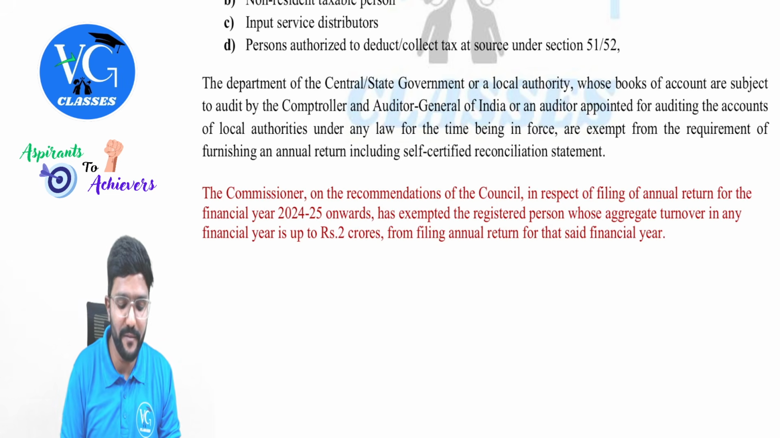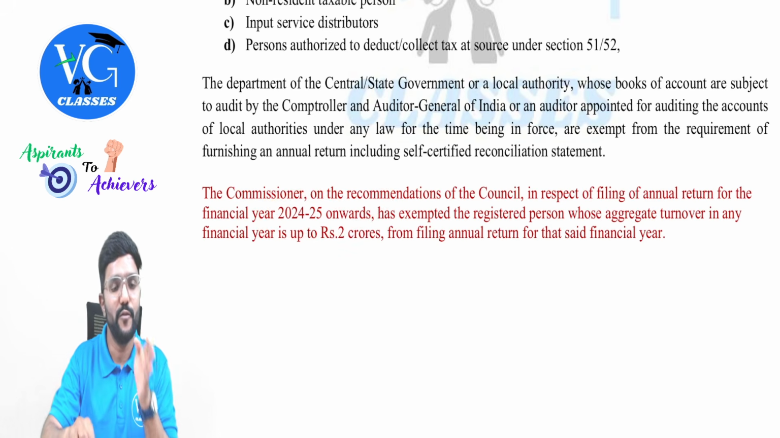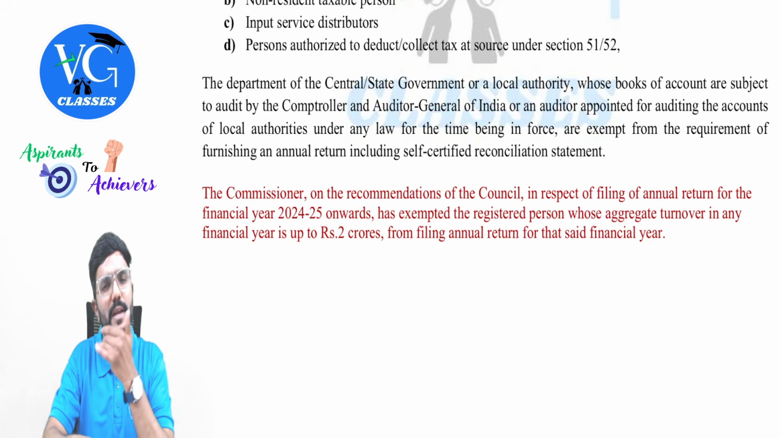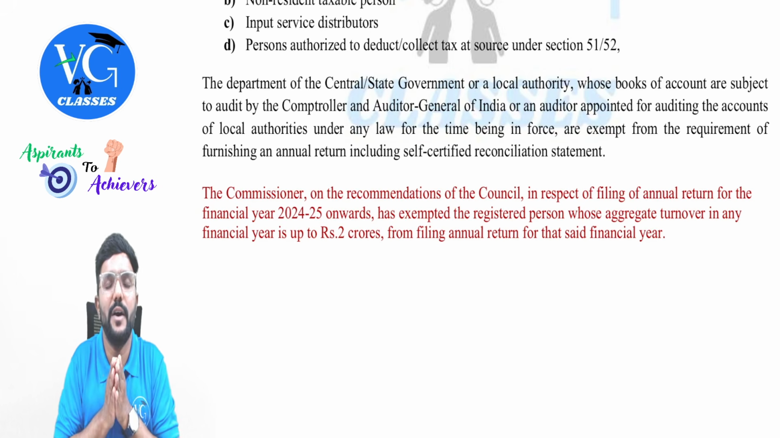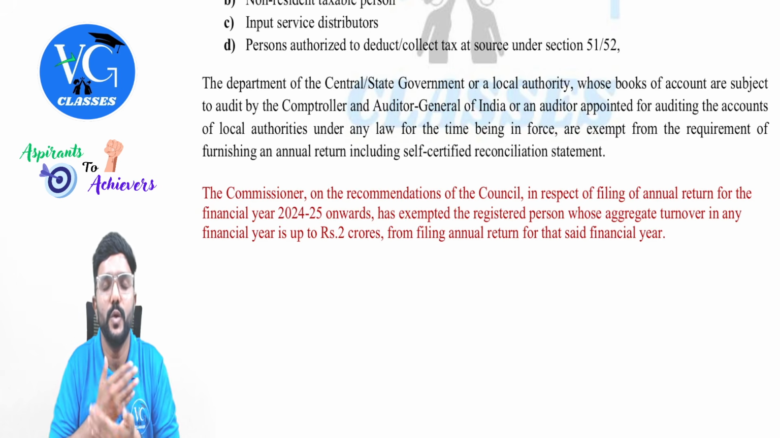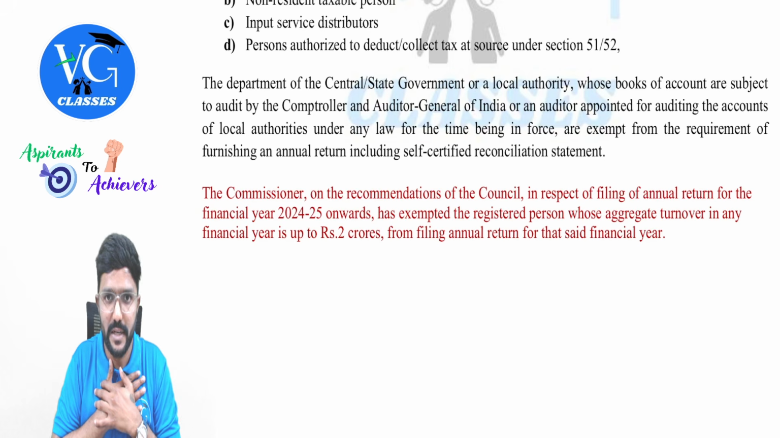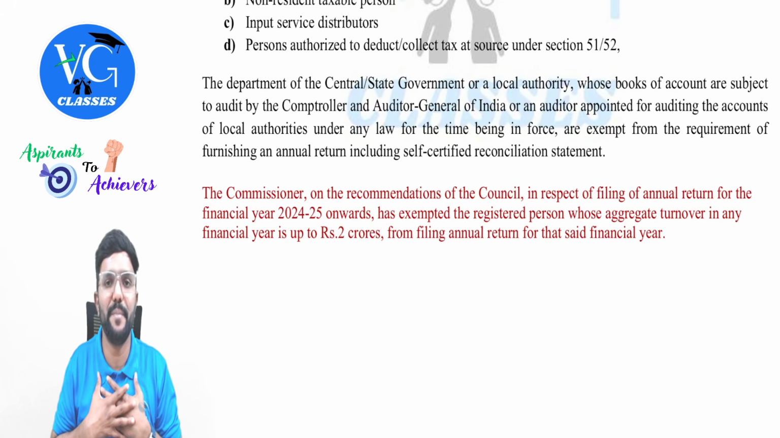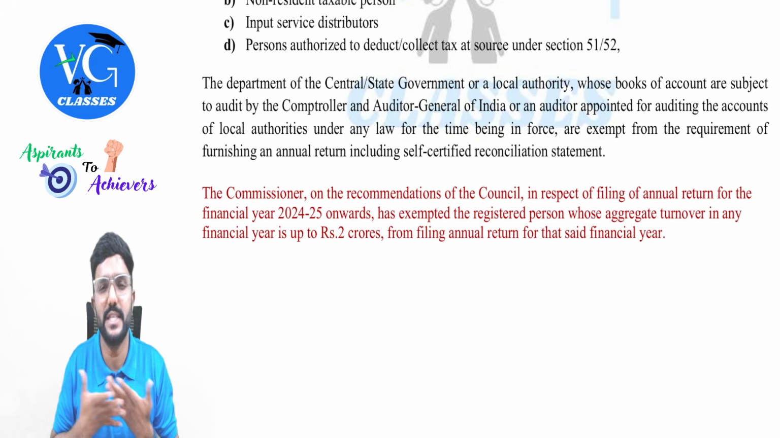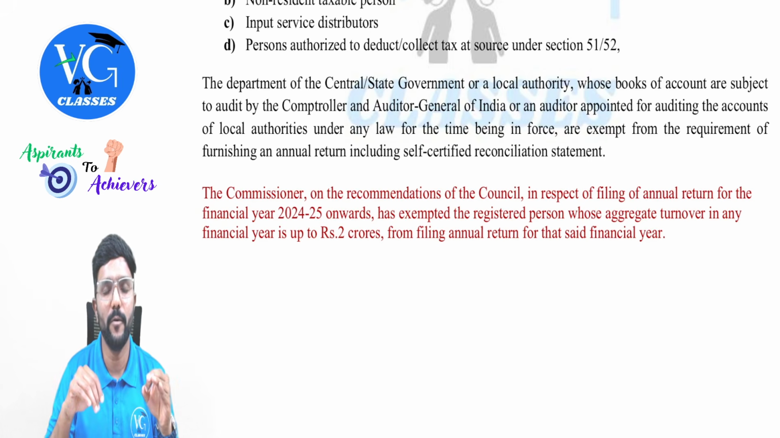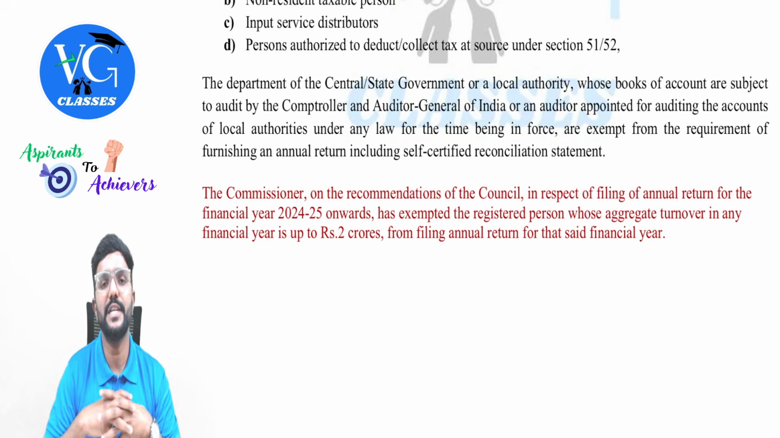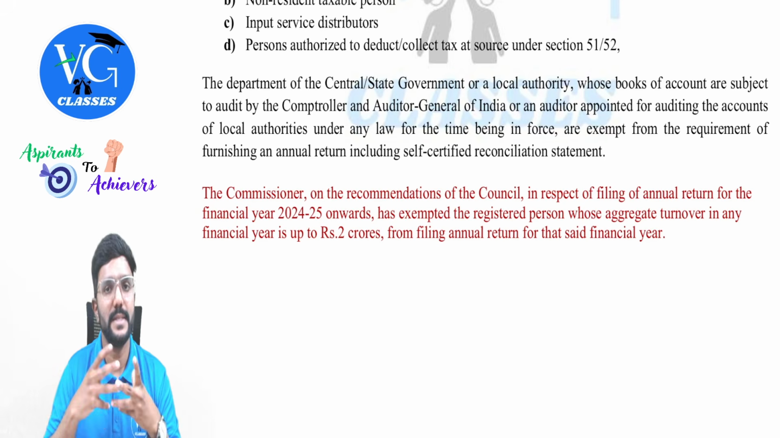So this amendment is effective only from 24-25. So from 24-25, in all the financial years, if our aggregate turnover is up to 2 crore, then annual return is not applicable for me. Is that clear? So let me explain with an example. Assume, guys, I am an individual who has registered under GST for my profession. Now, if my turnover is within 2 crore in all the financial years from 24-25 onwards, then annual return is not applicable for me.